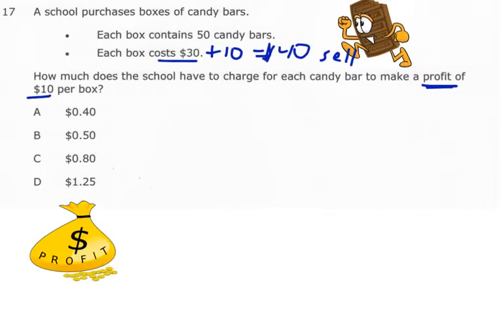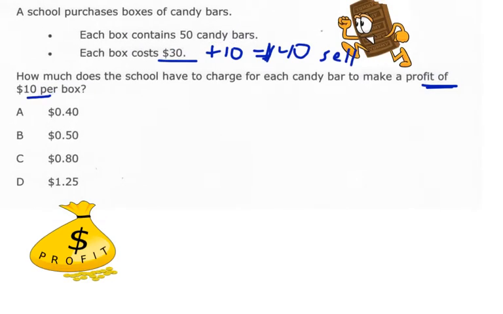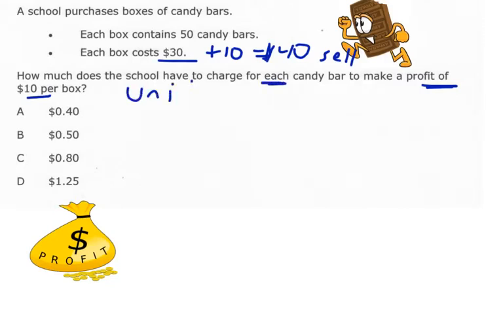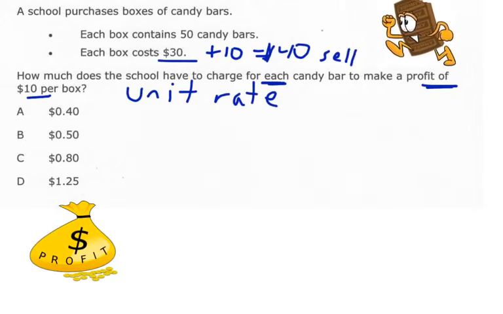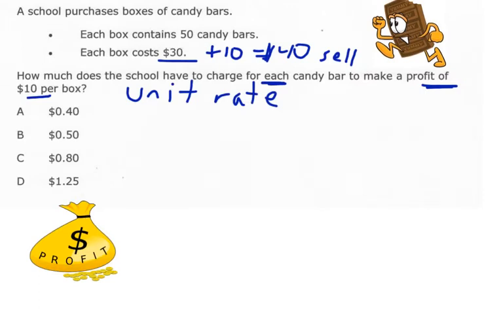Now, it doesn't look like they're making a boatload, because if they were, they'd probably be marking it up more than $10. It does say that it's for each candy bar. So that tells me we need to find the unit rate. That's what unit rate means. It's how much it is for one of something. So we want to know, how much does it cost for one candy bar? Not for all of them. We don't want all 50 of them. We just want that one candy bar.